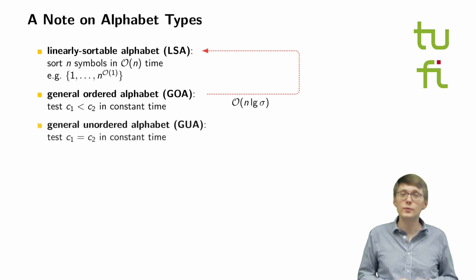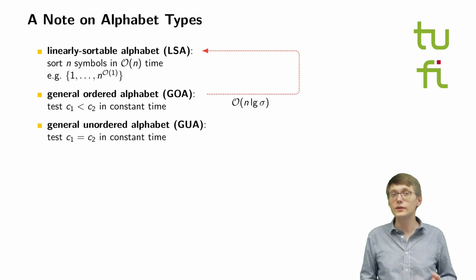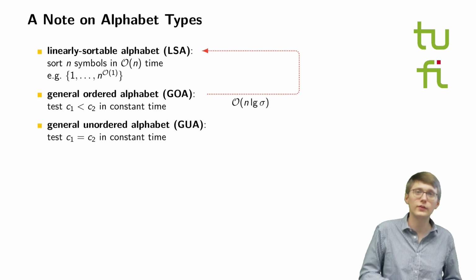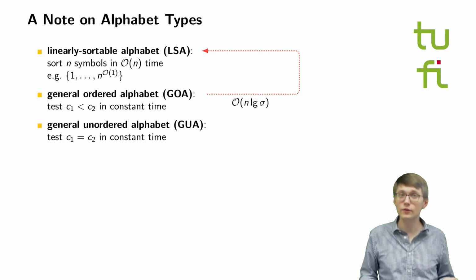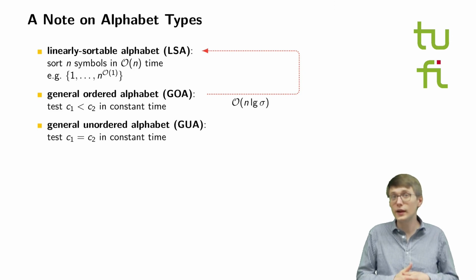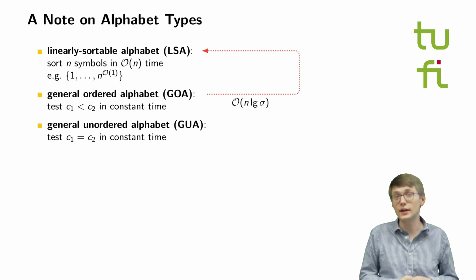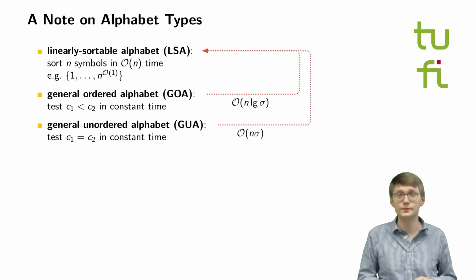General unordered alphabets are most restrictive. There is no inherent total order on the symbols anymore. Instead, we can only test the equality of any two symbols in constant time. We can impose an arbitrary order on the symbols by just creating a list of distinct symbols and then replacing each symbol with its position in the list. This way we do obtain a linearly sortable alphabet, but the reduction takes n times sigma time.